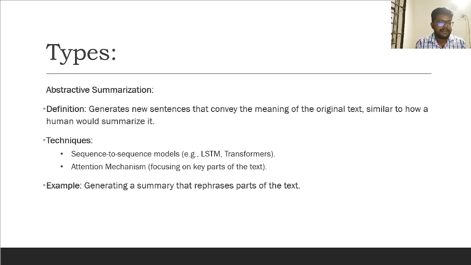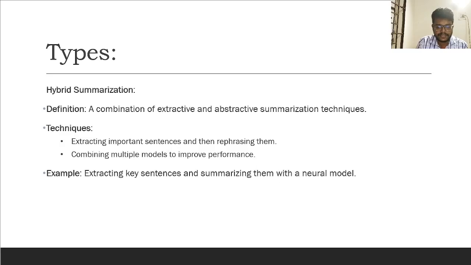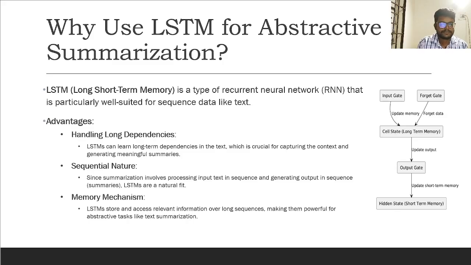Then we have abstractive summarization, which generates new sentences that convey the meaning of the original text, similar to how a human would summarize it. The techniques we use here are sequence-to-sequence models, LSTM, and transformers, with an attention mechanism, which calculates weights and helps predict the relevant word until the summarization is complete. Then we have hybrid summarization, which is a combination of extractive and abstractive summarization.